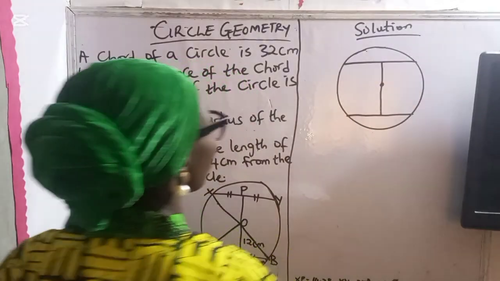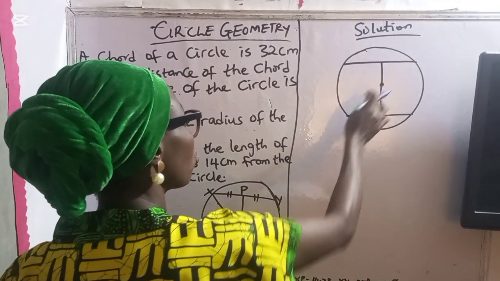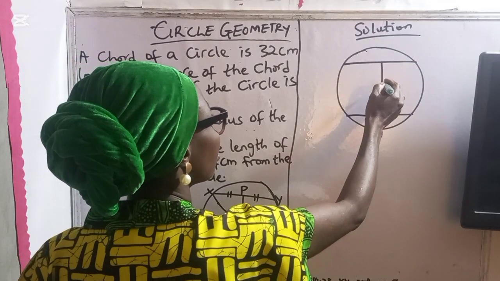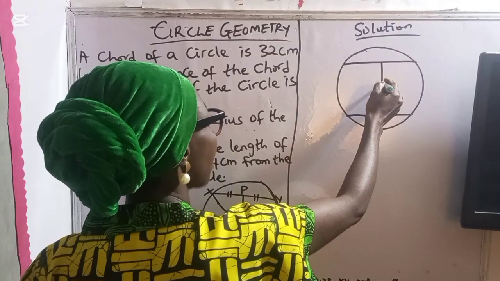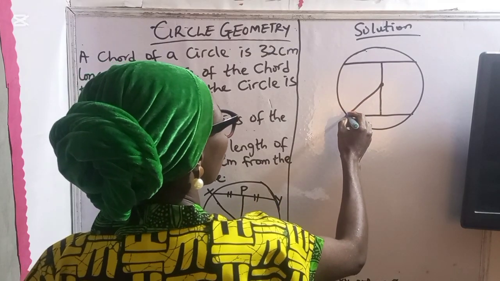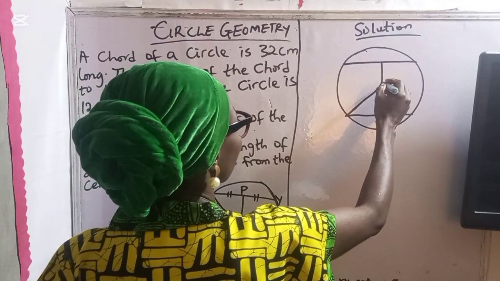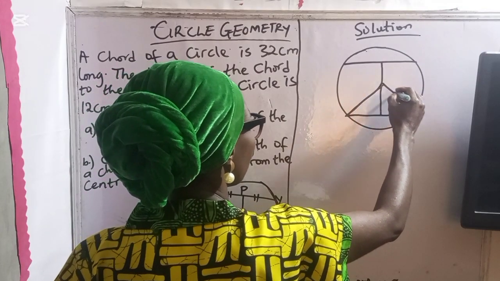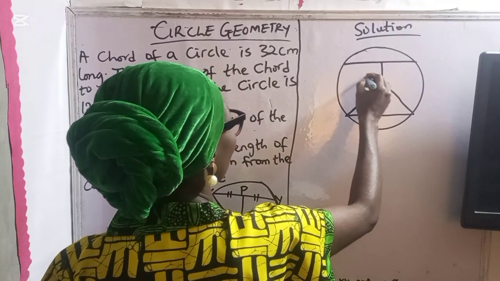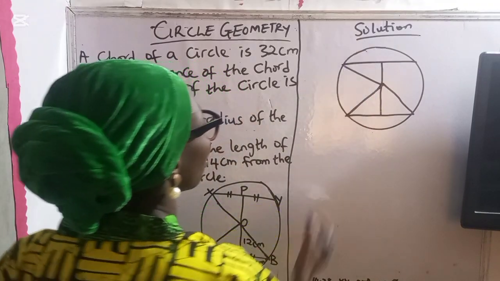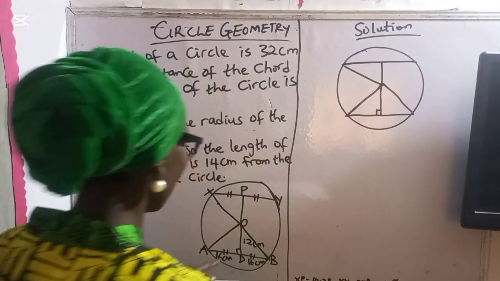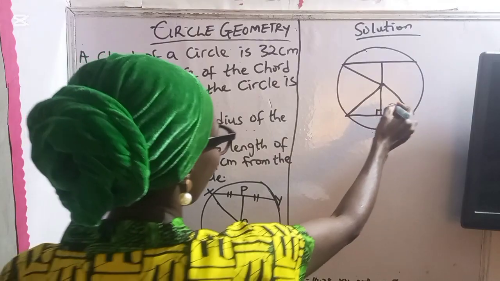This is the center, and to get to this chord of the circle here, it will be bisected by a perpendicular line. This is the perpendicular bisector. Then it will occur here, a perpendicular bisector as well. So we have derived a shape here, which is a right angle triangle.